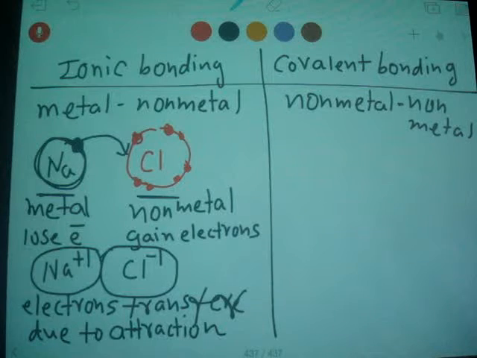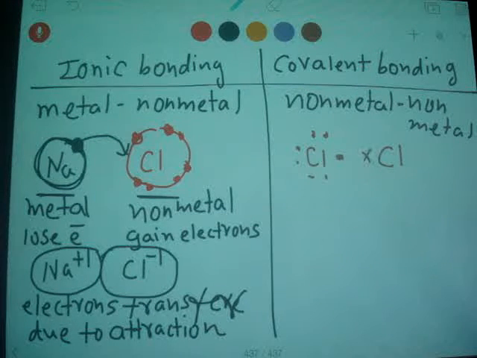Now we are going to talk about covalent bonding, between a non-metal and a non-metal. We'll take an example of chlorine. It has 7 electrons, which I'm going to represent with dots. And the other chlorine also has 7 electrons.